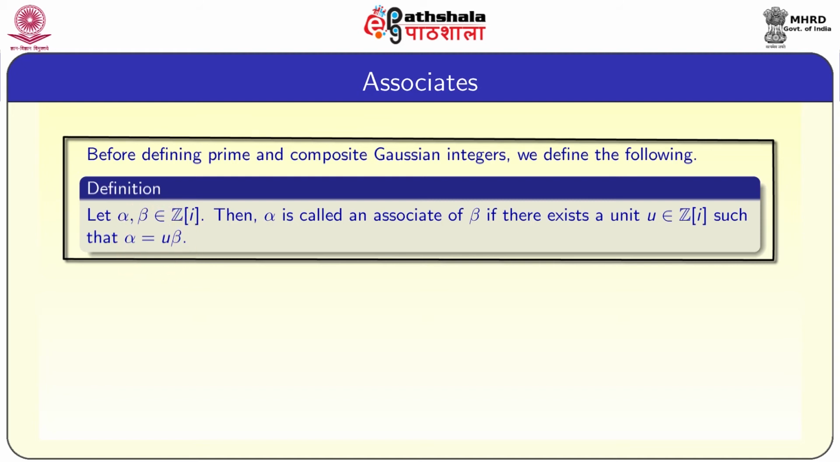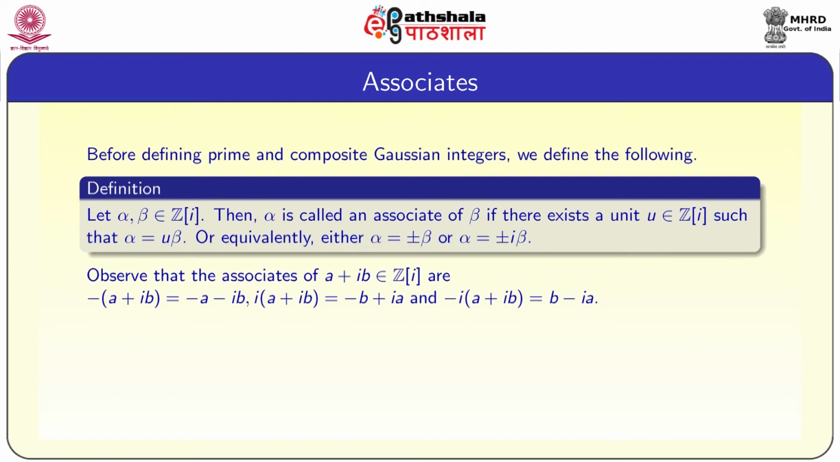We have the concept of associates in integers also. As you know, in integers the only units are 1 and minus 1. So, 5 is associate to 5 or minus 5. In general, any integer n is associate to n or minus n, whereas in Gaussian integers alpha is associate to beta if alpha is equal to u into beta, but we know that the units in Z[i] are 1, minus 1, i or minus i. So, equivalently we have that alpha equal to plus or minus beta or alpha equal to plus or minus i beta. So, each element has 4 associates in the ring of Gaussian integers.